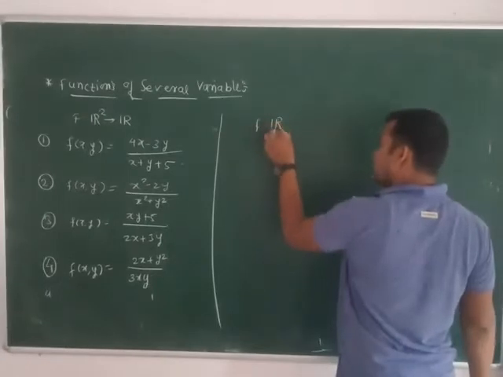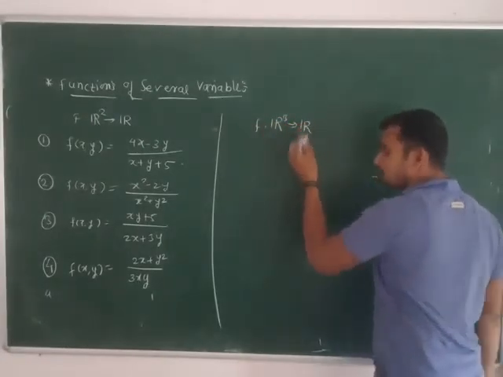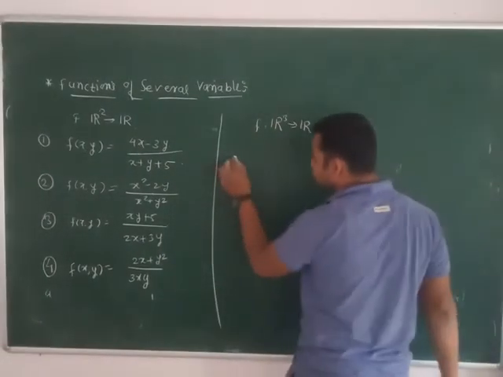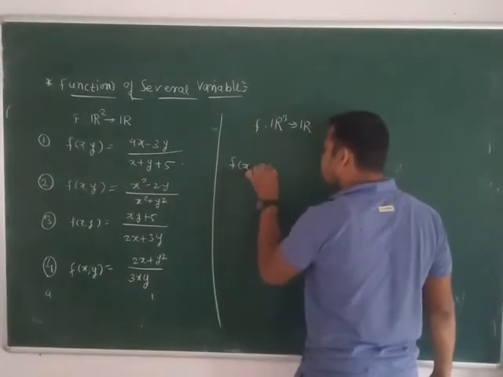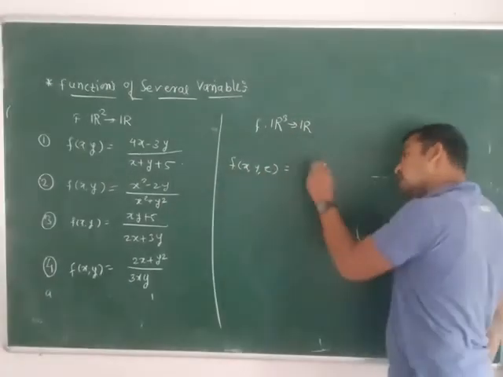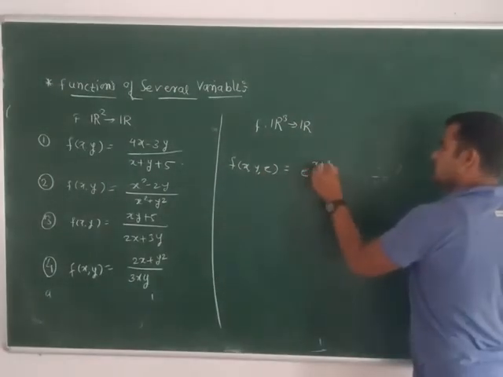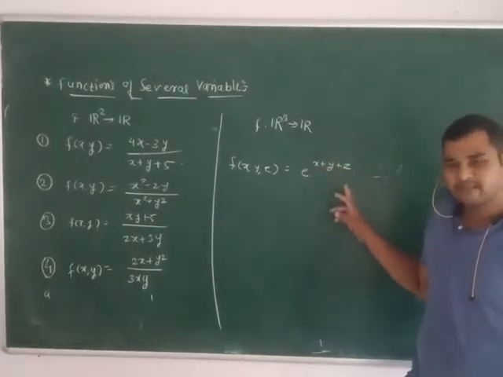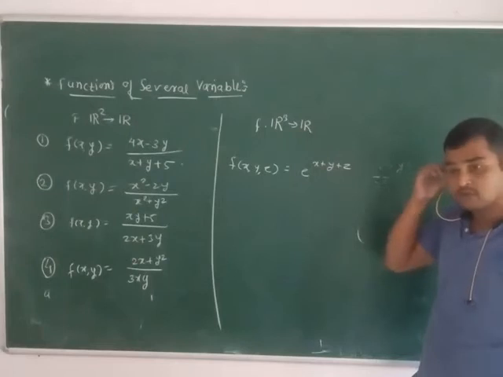That is defined from R³ to R by some particular examples. f(x, y, z). Here, how many variables are there? Three variables. But again, we get a product. This is a real number. So, this is a real valued function of three variables.